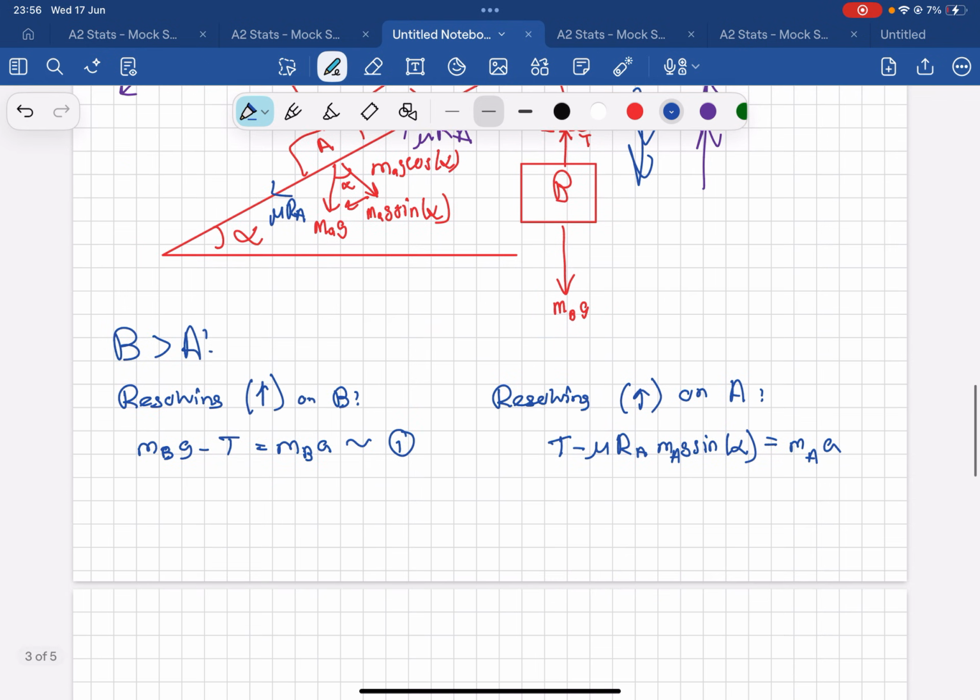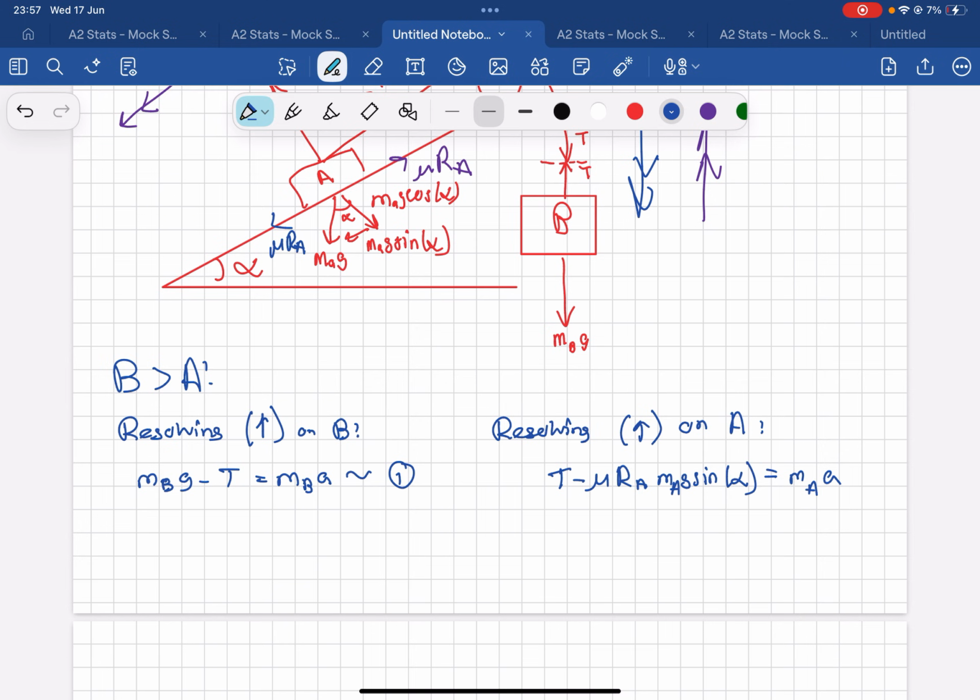Now we can rearrange both for T, solve simultaneously, and from there we can get values for acceleration. Usually in the question we're given the masses, so we won't have that many unknowns. Normally we're just left to solve two unknowns, so that's all good.